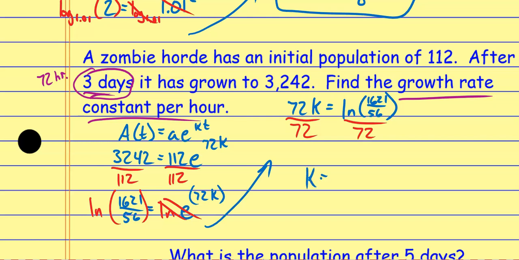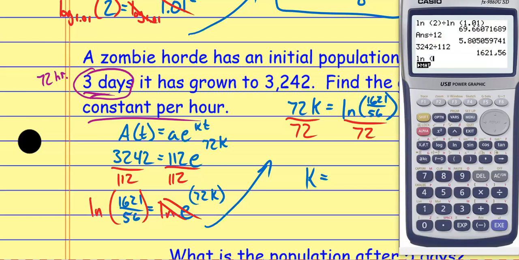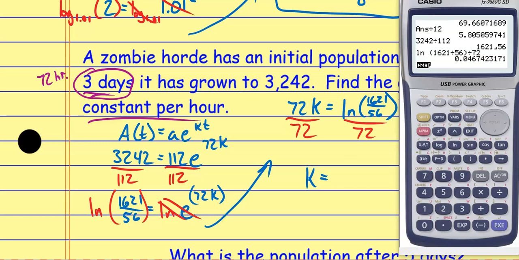Watch this. It's already written as the natural logarithm. So I literally just have to punch in natural log of that fraction, the 1621 over 56, and then divide all that by 72. And so I get 0.0467.